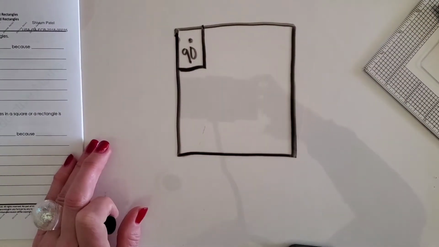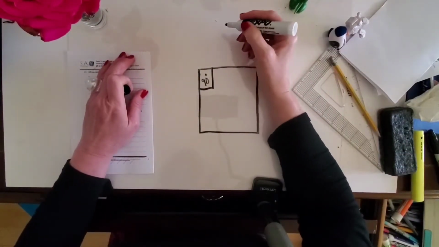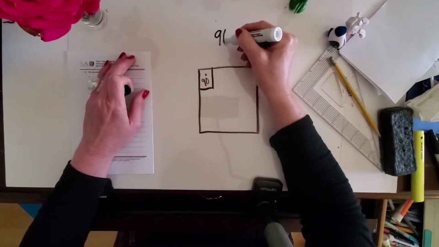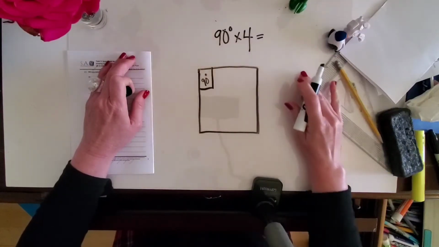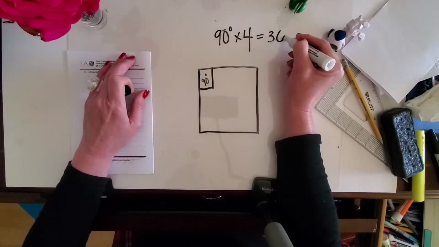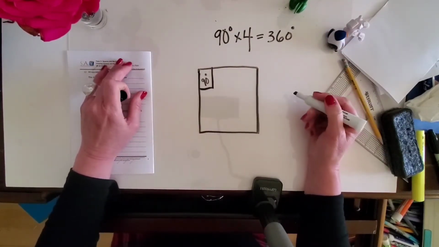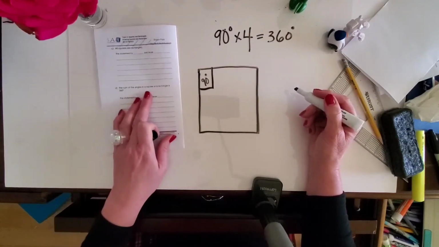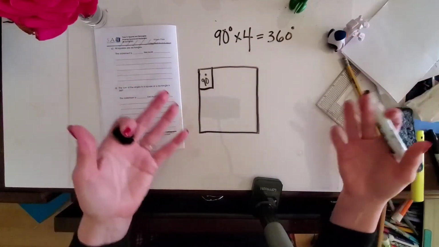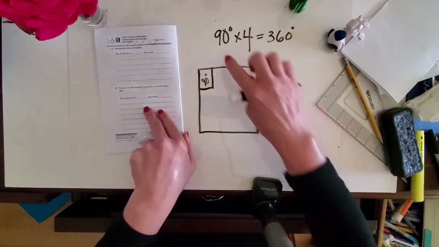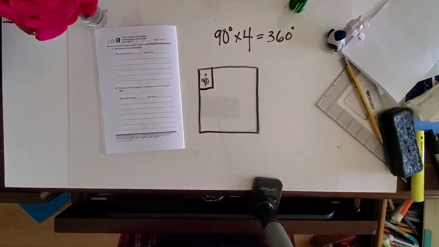I'll go back a little bit. If there's 4 of them, we can say 90 degrees times 4 equals 360 degrees. And if you could write out a sentence demonstrating why a square and a rectangle have angles that sum to 360 degrees, and if you could put that into your own wording, I'd like that written in a nice sentence or two here.